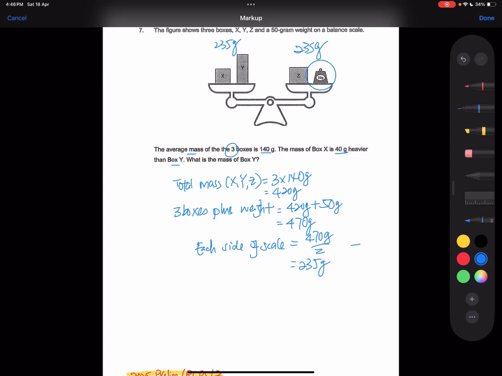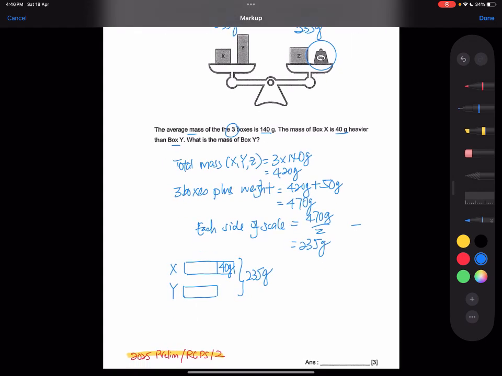The mass of box X is heavier than box Y by 40 gram. And we know the total is 235 gram. So we can find mass of box Y now. Mass of box Y is 235 gram minus 40 gram.